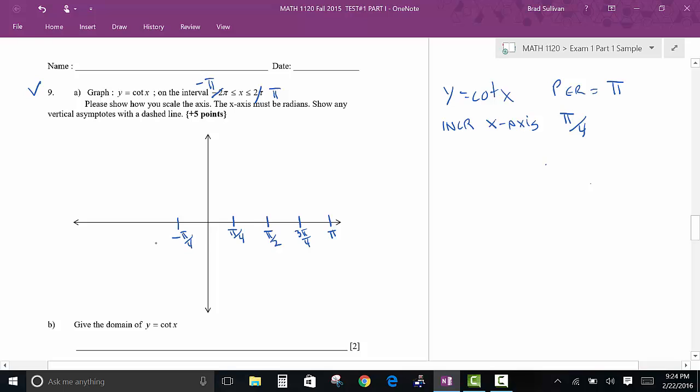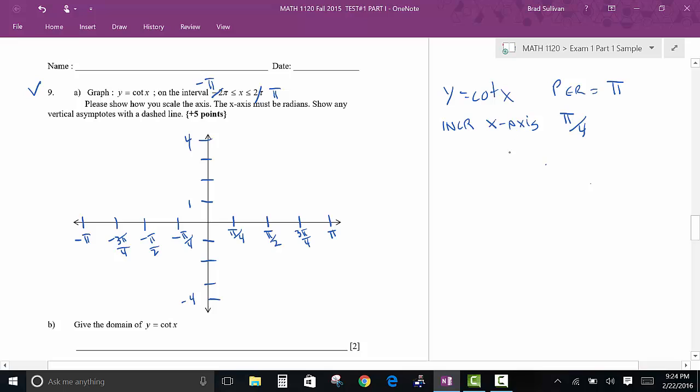Negative pi over 4. Negative pi over 2. Negative 3 pi over 4, and negative pi. Okay, now for the tangent, we need to go up at least to 1. You can go up as high as you want, like this. So I'm going to go up to 4 and down to -4 like this. Now what we're doing is we're just simply graphing the tangent.